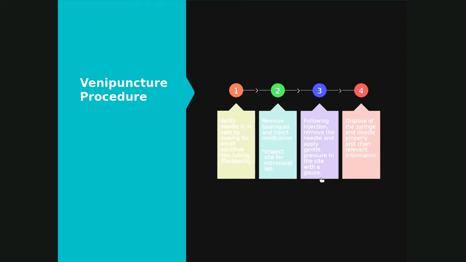When you're done following your injection, you'll remove the needle and apply gentle pressure to the site with a piece of gauze. And then once you hold pressure for a little bit, you'll dispose of the syringe and the needle properly in the sharps containers, and you'll chart any relevant information about the patient. Again, what drug was given or contrast, how much of that contrast, where specifically was it given, how did the patient respond, all that information that is necessary to be in the chart.